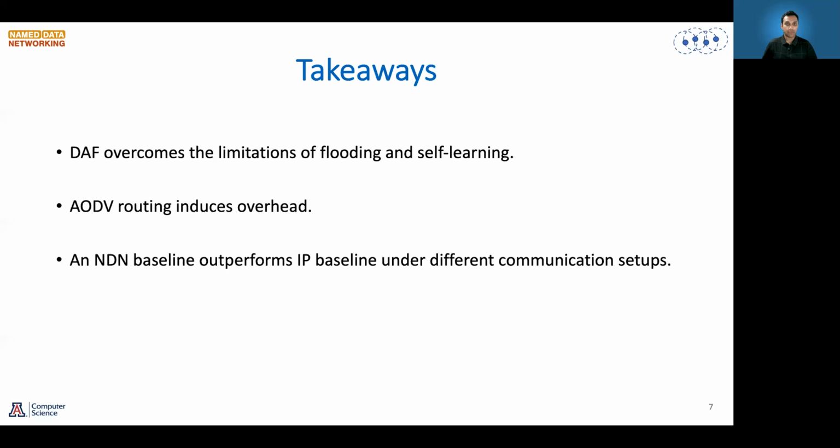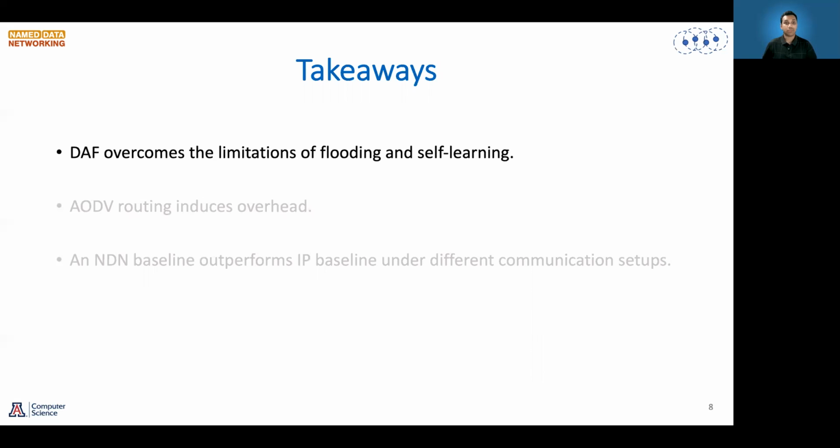The key takeaways of this work are as follows. We show that our baseline DAF overcomes the limitations of flooding and self-learning. We analyze the overhead of IP-based AODV routing. Finally, we show that an NDN-based baseline forwarding strategy outperforms IP-based baseline routing in different communication scenarios. Let's start with the first one.